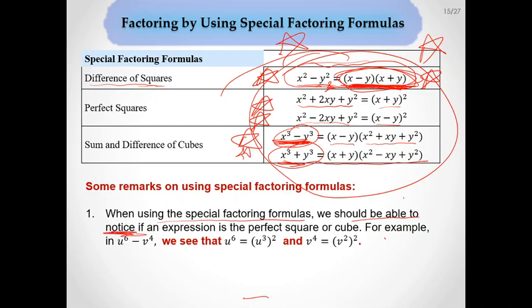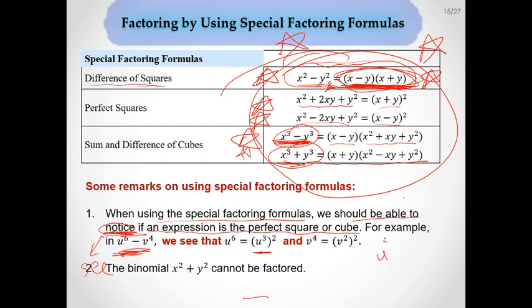You have to see, notice means be aware of it, whether an expression is a perfect square or cube. For example, here you can see u to the 6th minus v to the 4th. It is a square of something, like u cubed squared, and v to the 4th is v squared. So you can write it as square minus square, u cubed squared minus v squared. This is important. In this case, you might use this formula here.